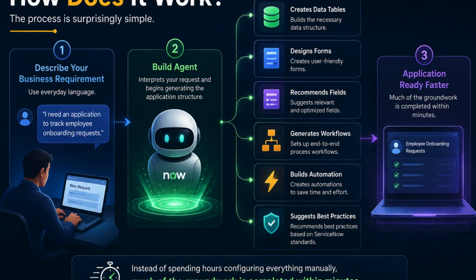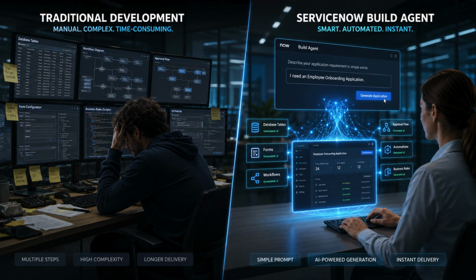How does it work? So, how does Build Agent actually work? It's much simpler than you might think. Instead of clicking through dozens of configuration screens, you simply describe what you want to build in plain English. Build Agent interprets your request and starts generating the application's foundation, including tables, forms, workflows, and automation. What would normally take hours of manual setup can now begin with a single prompt. Before we move on, let's compare how applications are traditionally built versus how Build Agent changes the experience.